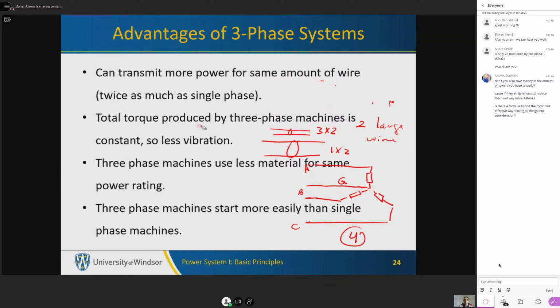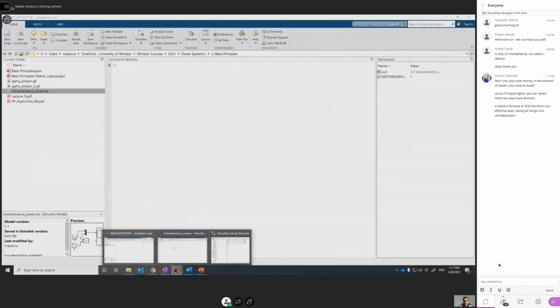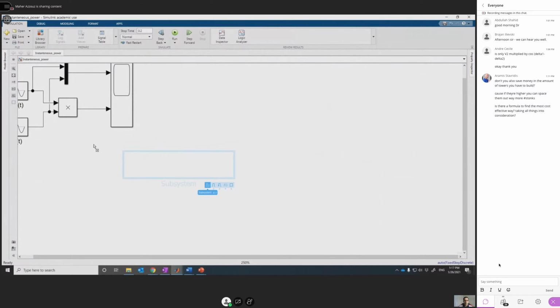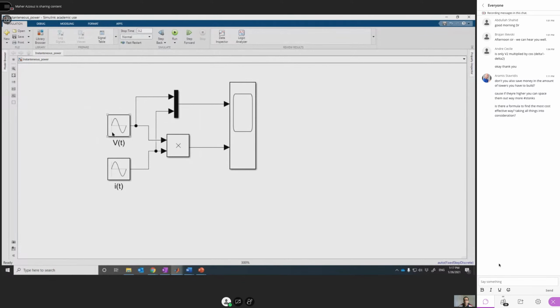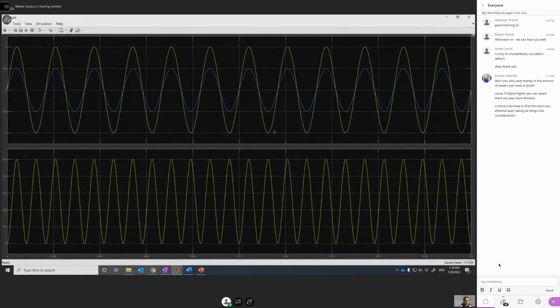The torque produced by 3-phase machines is constant, so we don't have vibrations, or have less vibrations. How does this happen? Let's go back to the Simulink model we developed in the previous lecture. Here, this is a single-phase system. We have voltage and current. This is single-phase voltage, single-phase current, and when we multiply the voltage by the current, this is what we get, if you remember from last week. If the current is in phase with the voltage, we get this single-phase power.